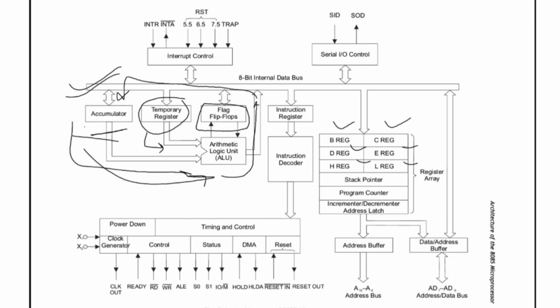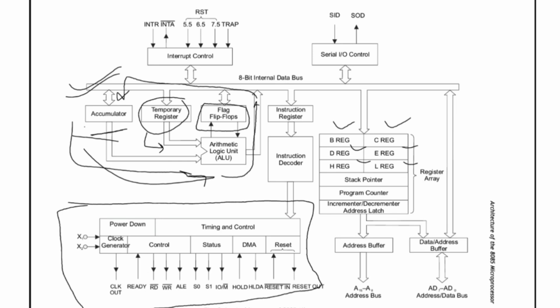So the next block here is the timing and control unit. It also controls the data flow between the CPU and the memory and between the CPU and peripheral devices. This unit provides the control signals, status signals, DMA signals, and reset. There are 4 control signals, that is READY, RD bar, WR bar, ALE, and status signals. There are 3 status signals in 8085, that is S0, S1, IO/M bar.